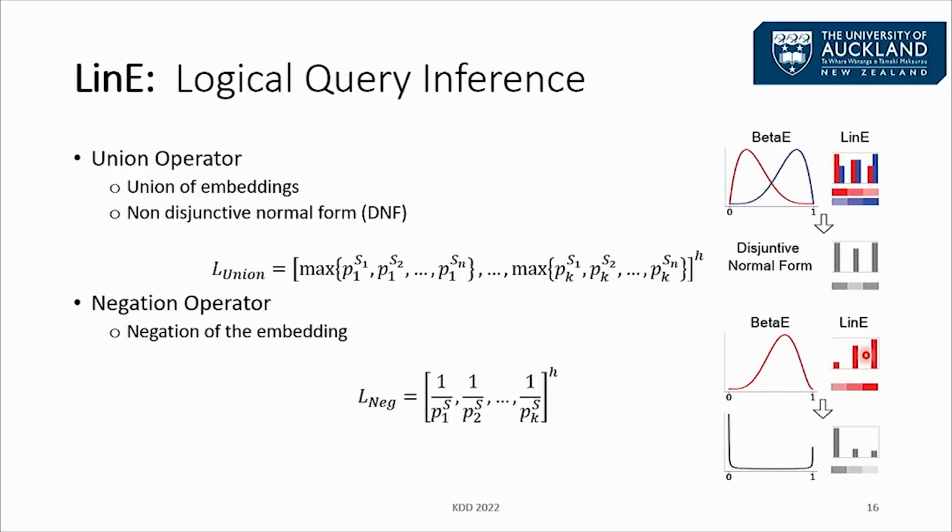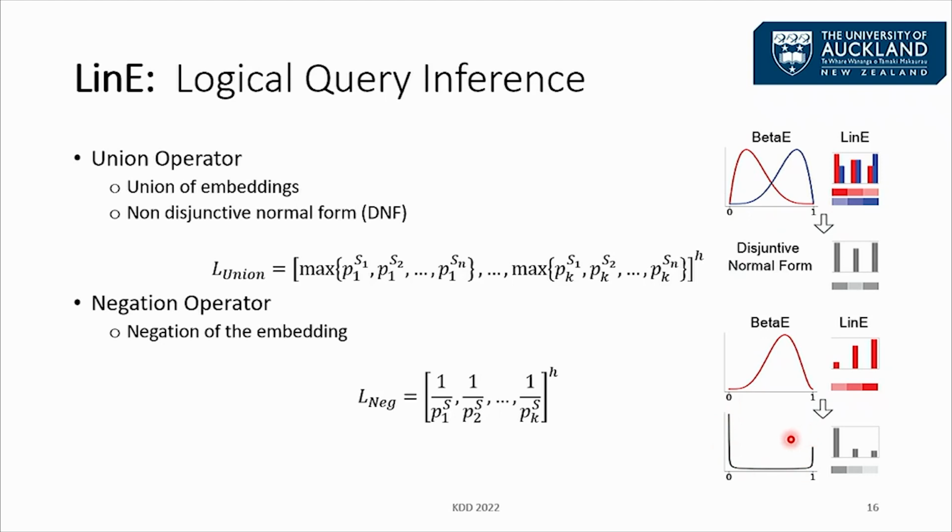And then we also have the union operator. If we have two distributions, after the union we basically want to roughly capture the union distribution. And for negation, let's say the beta distribution is the red curve, then the complement of that red curve is something like this.